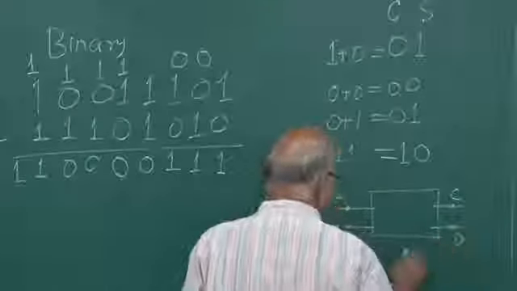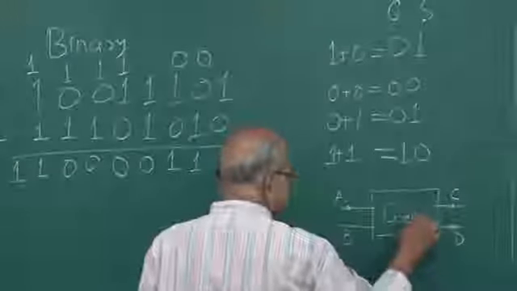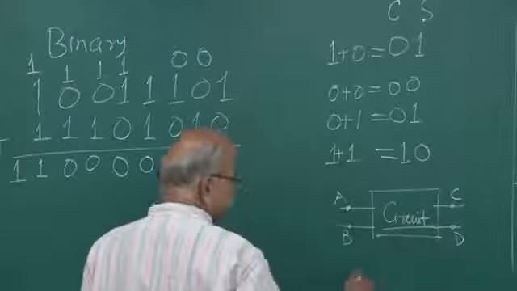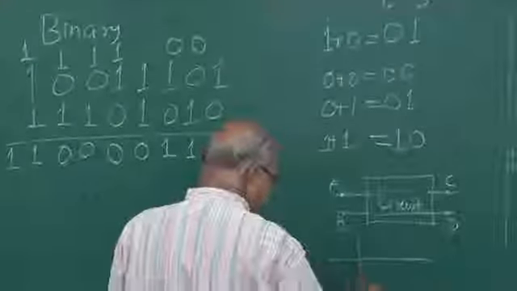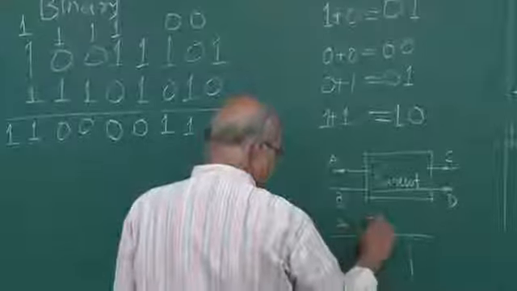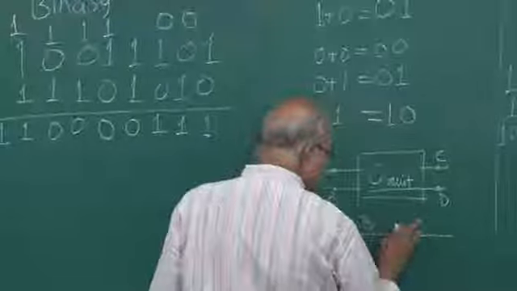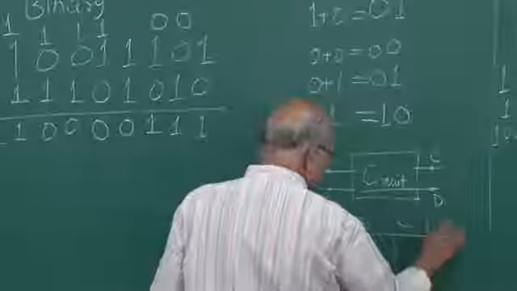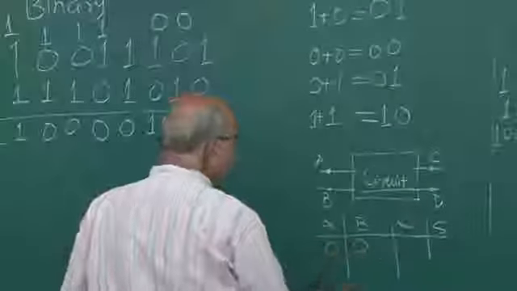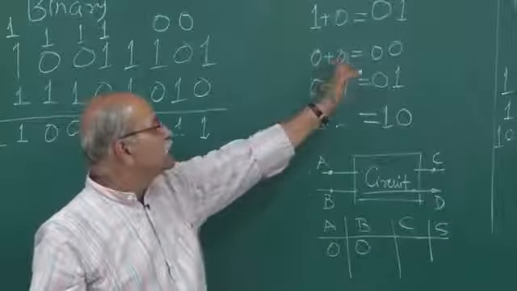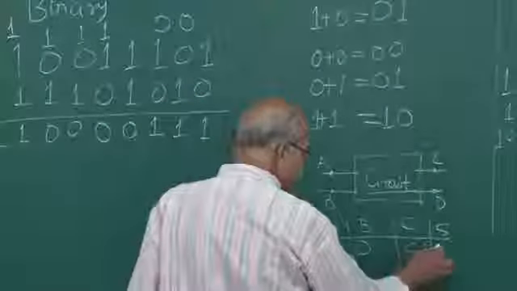C and D. And then this is some kind of a digital circuit, and the circuit should be such that if I write A here, B here, and let me write C here and S here. Okay. So if this is 0 0, I should get 0 carry and 0 sum. So it should be 0 and 0.